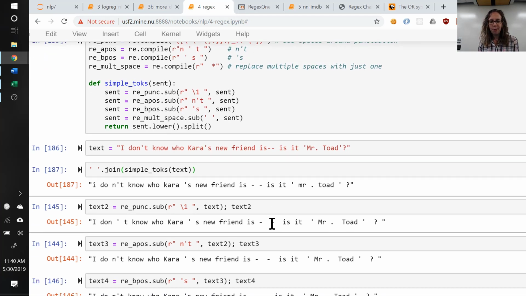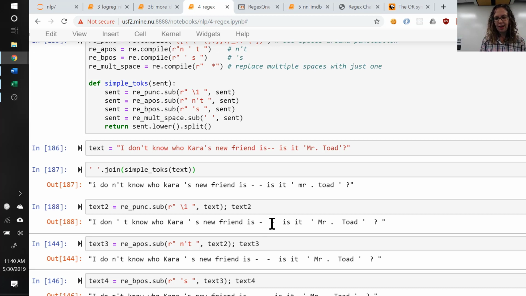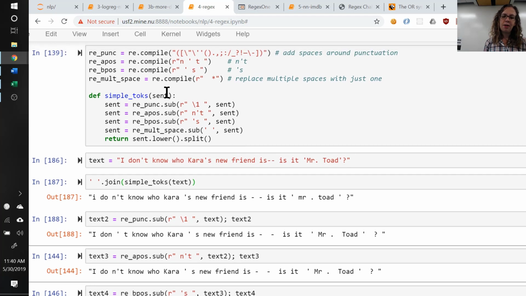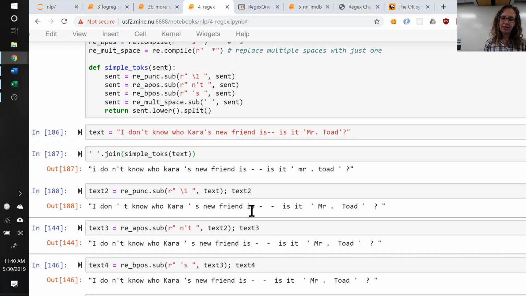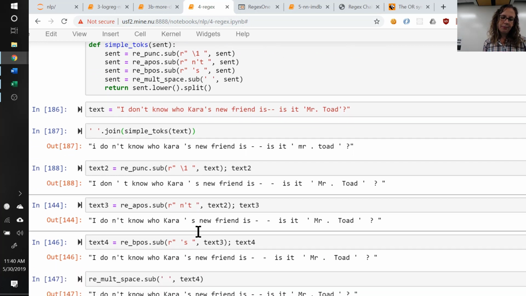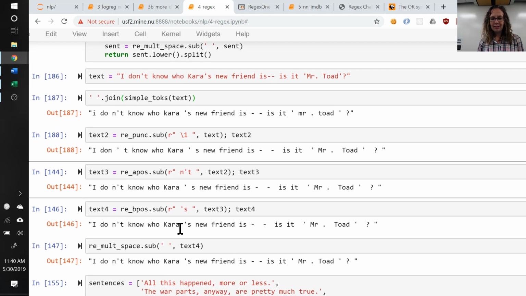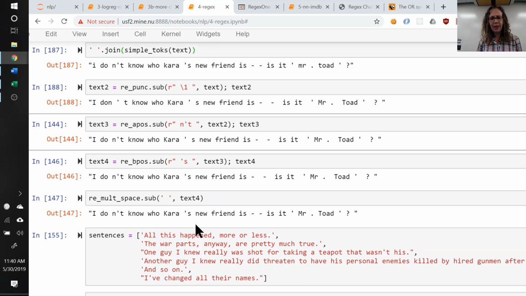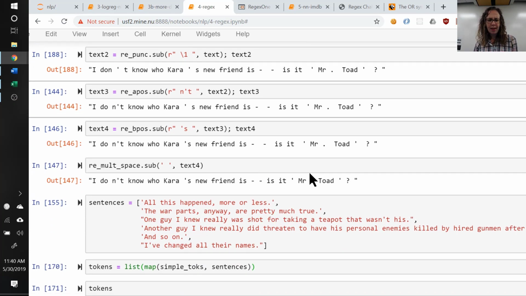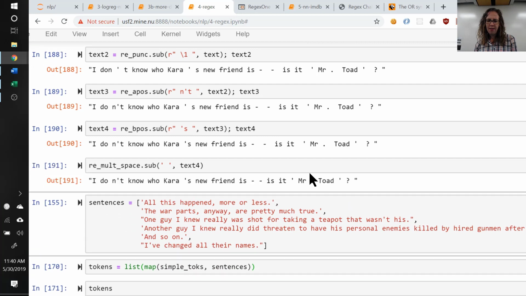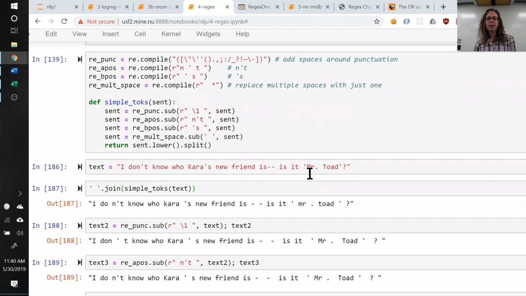And then we can also run through this line by line to see what each line is doing. So here, that first substitution, when you find the punctuation, has added spaces around it. Now we've condensed N apostrophe T back from here where it had spaces. We've condensed apostrophe S back. And then we've replaced multiple spaces with a single one. Any questions about this process?